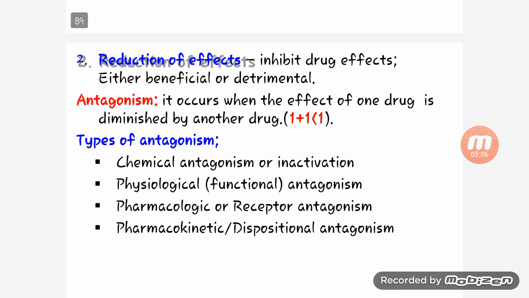Next is reduction of the effect. Inhibited drug effect, either beneficial or detrimental, is antagonism. It occurs when the effect of one drug is diminished by the other drug. Types of antagonism: chemical antagonism or inactivation, physiological or functional antagonism, then pharmacological or receptor antagonism, then pharmacokinetic or dispositional antagonism.